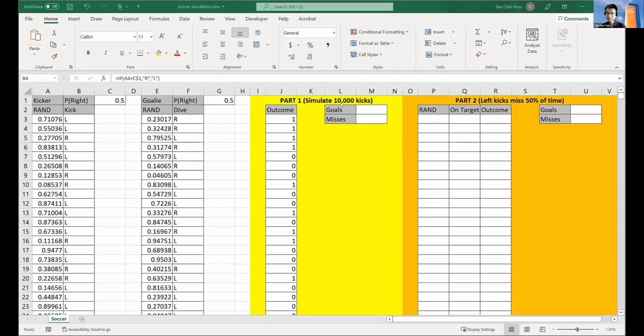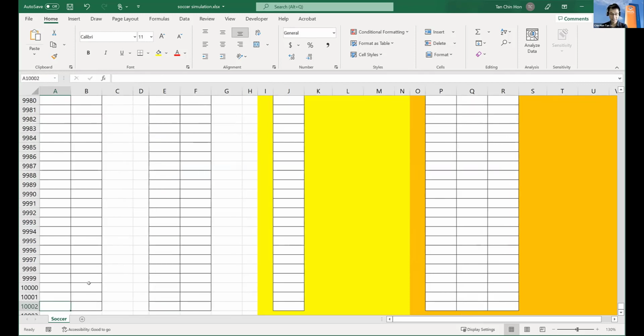So let's say we want to simulate 10,000 kicks. An easy way is that we want to go down to row 10,002 over there. Okay, and so you realize that we start from 3, right? So 3, 4. And so let's say if we go all the way to row A 10,002, I access it via this cell over here. I can come to the end over here.